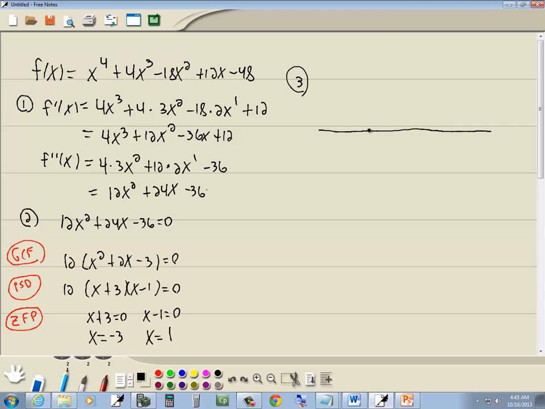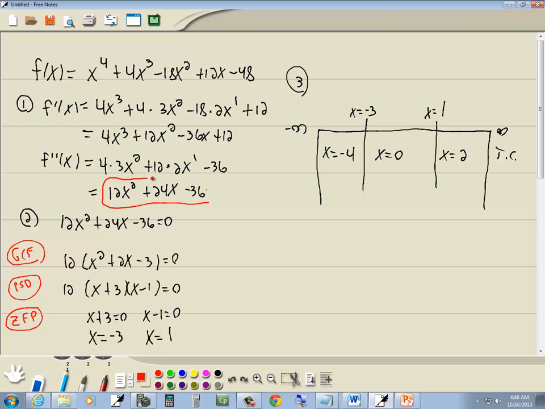We're going to build our table of intervals. Here's x equals negative 3 and here's x equals 1. Clear over here is negative infinity, clear over here is positive infinity. So we want to choose test cases. Choose something between negative infinity and negative 3, like negative 4. Something between negative 3 and 1, which is 0. Something greater than 1, like 2. Now we want to plug these into our second derivative, which is right here.